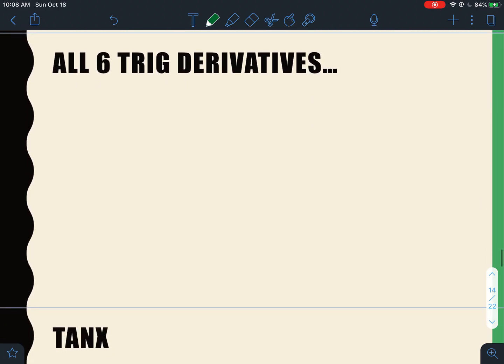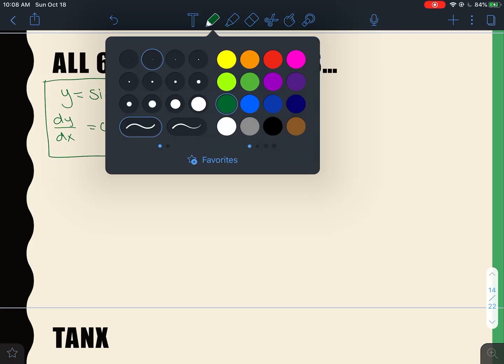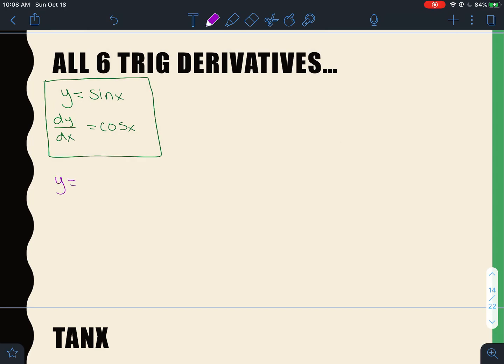So using the product and quotient rule, we can find the derivatives of all 6 trig functions. Well, we know the first two. So if we have sine x, remember the derivative of sine x is cosine x. So that's one of the derivatives we should just memorize. And then we also did cosine x with its graph. The derivative of cosine x is negative sine x. So those are two derivatives that we did earlier.